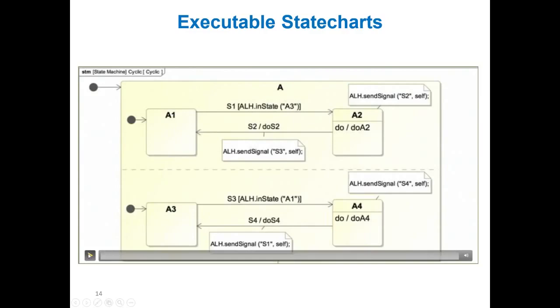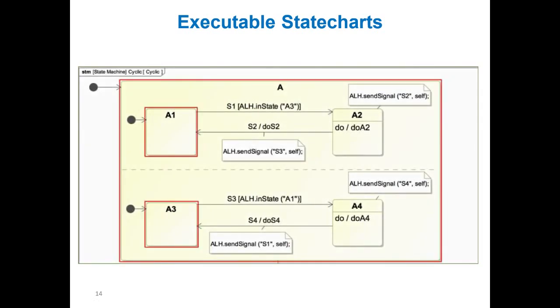For those who have never seen an executable model, here is a little state machine in combination with some activities that are not shown explicitly. You have four states in two parallel regions, so it's in state A1 and A3 at the same time, and you have guarded transitions where the guards depend on the state in the other region. A1 would only go on event S1 to A2 if it's in state A3 on the other side, and the other way around. The do behaviors and effects on the transitions send signals in order to trigger transitions in the other region.